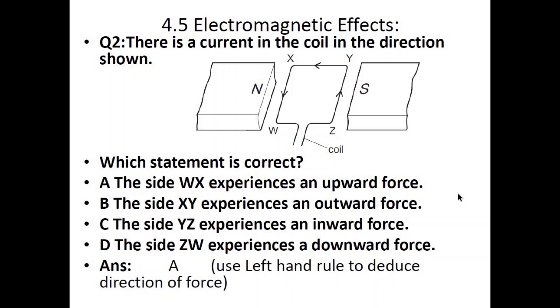There is a current in the coil in the direction shown. It is flowing from Z to Y, Y to X, and then X to W. Which statement is correct? The side WX experiences an upward force. Now over here you'll have to use the left hand rule to deduce the direction of the force.